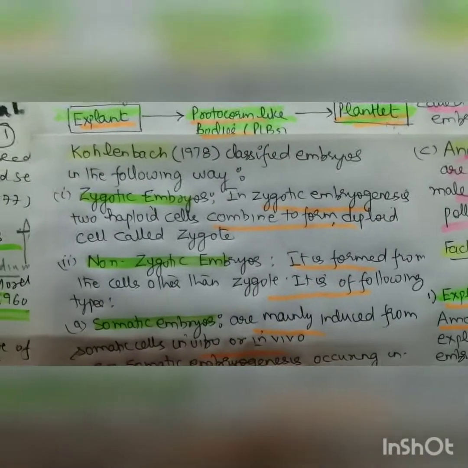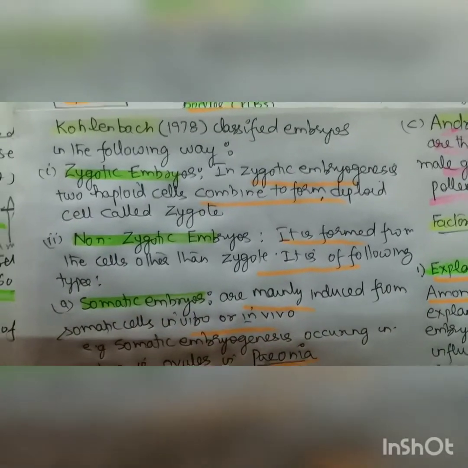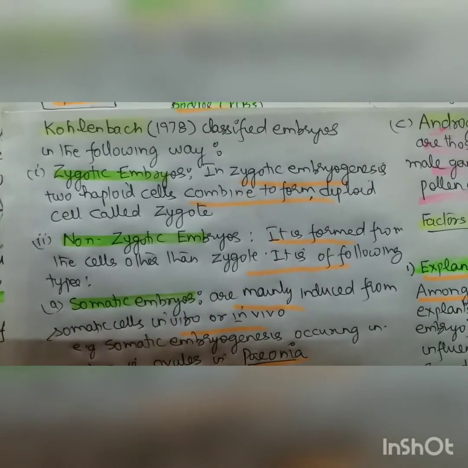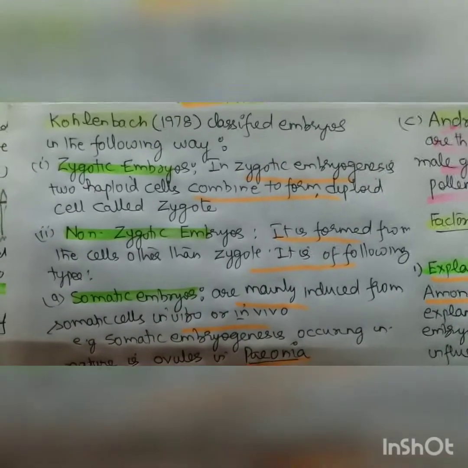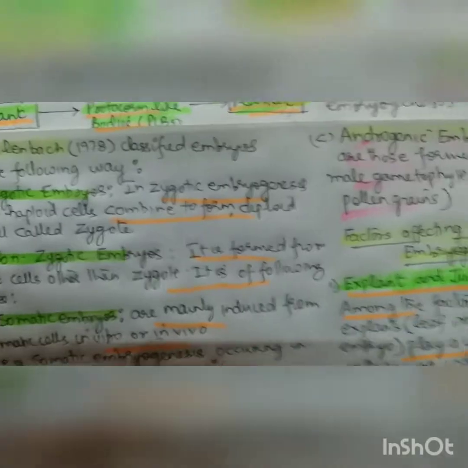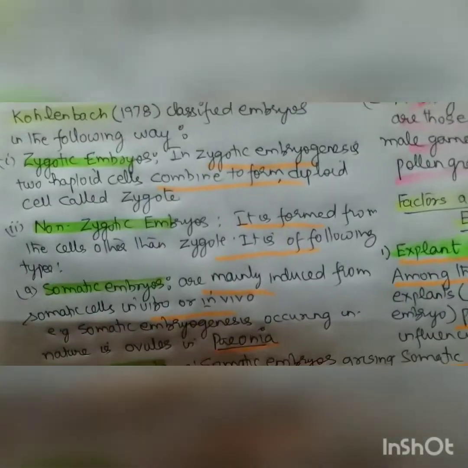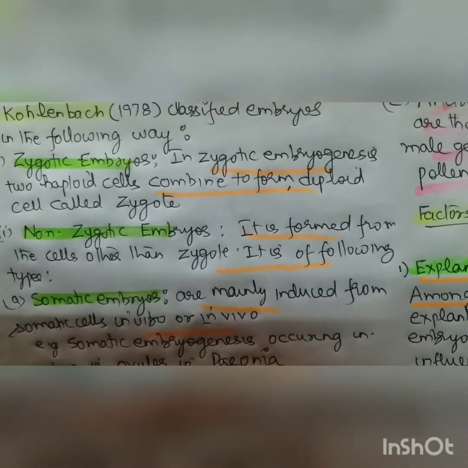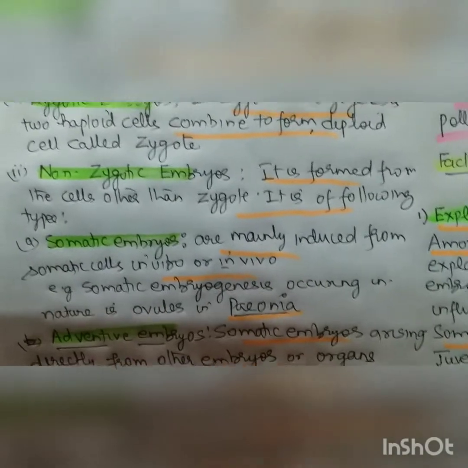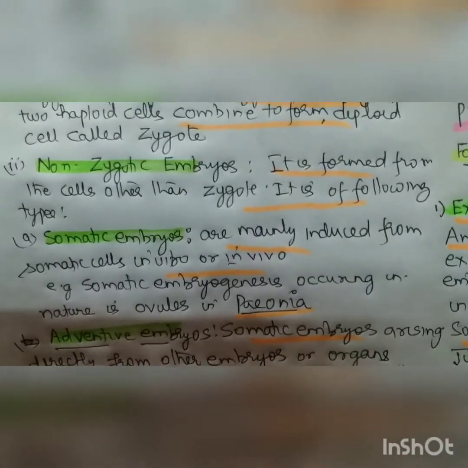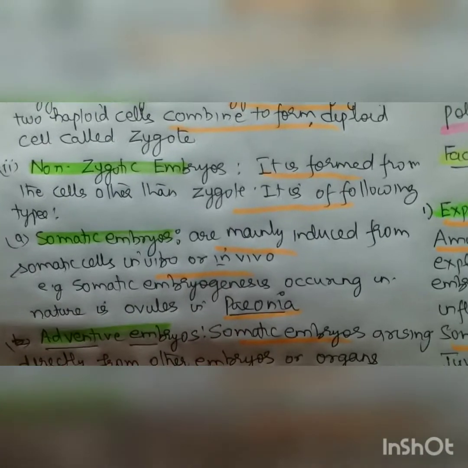So now Kallenbach in 1978 classified embryos in the following ways. Number one, zygotic embryos. In zygotic embryogenesis, two haploid cells combine to form a diploid cell, that is called the zygote, which we call seed culture. But there is a problem in tissue culture. In seed culture heterozygosity will come, and tissue culture does not prefer zygotic embryos, because there is a fusion of genes and it results in variations.